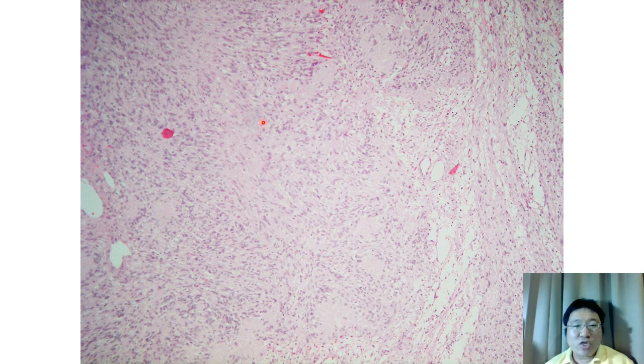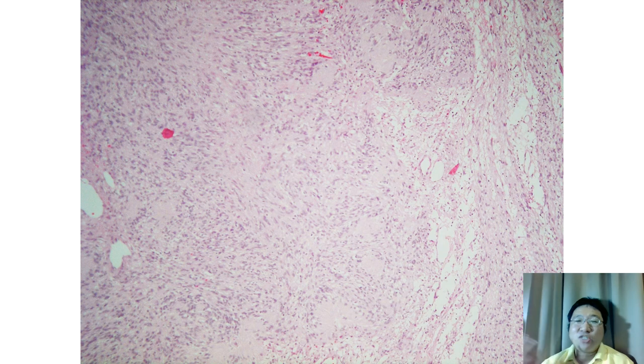And within Antoni A, the dense cellular area, we may be able to observe Verocay bodies, resulting from palisading of the tumor cells with the deposition of eosinophilic material in between the rows. So this mass is called a Verocay body. Verocay bodies are seen in Antoni A, the highly cellular area of the schwannoma.